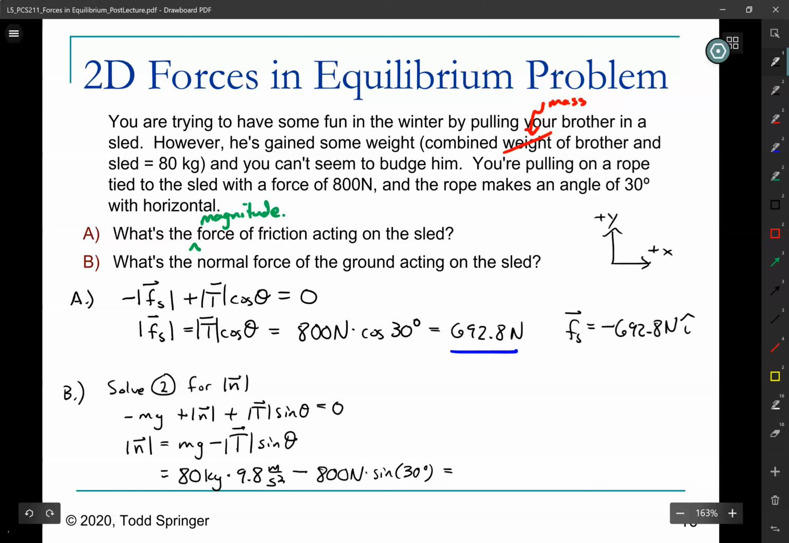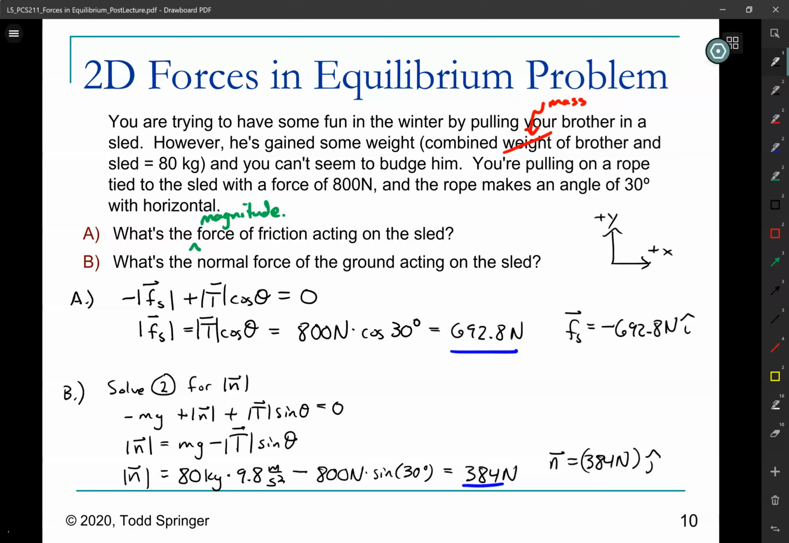And you plug the numbers into that, and I got 384 newtons. Okay. That's the magnitude of the normal force. If you wanted to write it in a vector notation, you would write the normal force is 384 newtons, j hat. Okay. Just like that.